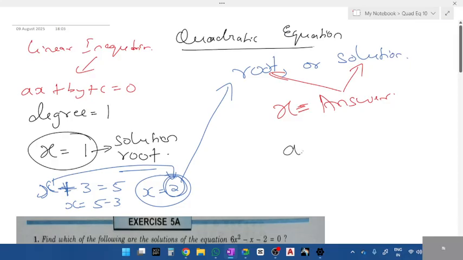Next is a into b is equal to 0. What is there in between a and b, students? Which sign is present in between a and b? Multiplication. Just assume a into b is 0. So how many values do we have on the left hand side? Total 2 values. This is nothing but a is equal to 0 or b is equal to 0.